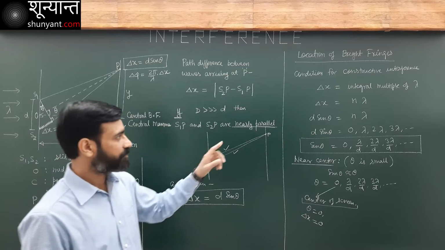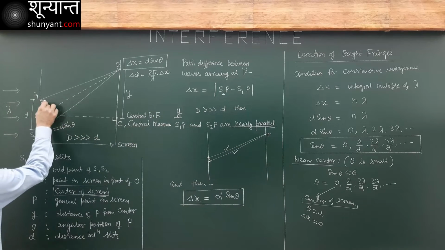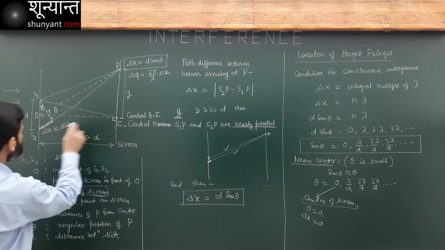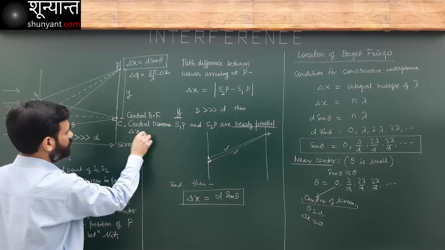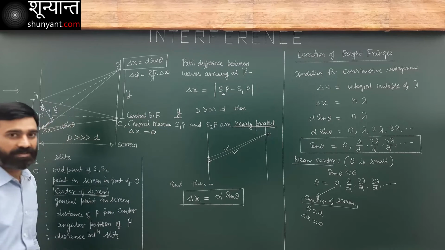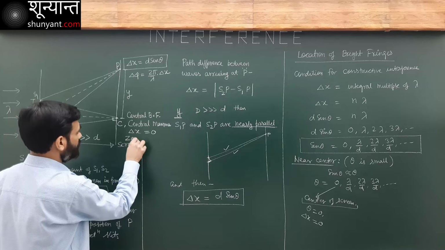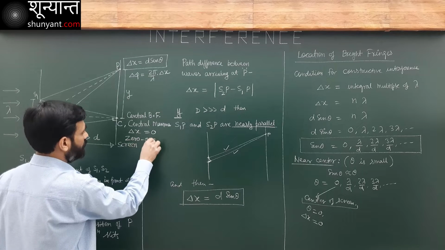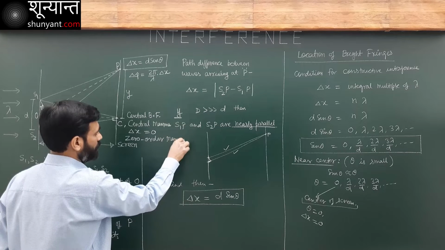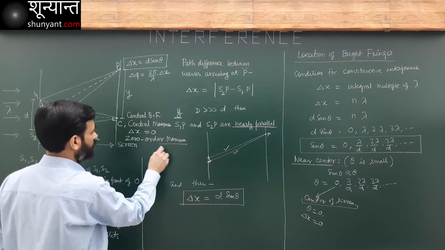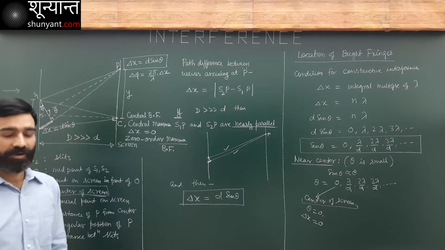Delta x is 0. What is the path difference? The path difference is 0. That means at the center of the screen, both light rays travel the same distance to reach the center. It is also known as zero order maxima, or zero order bright fringe. Note it down very clearly.